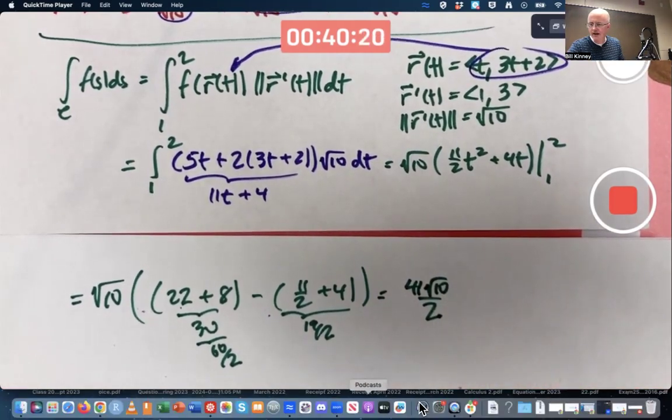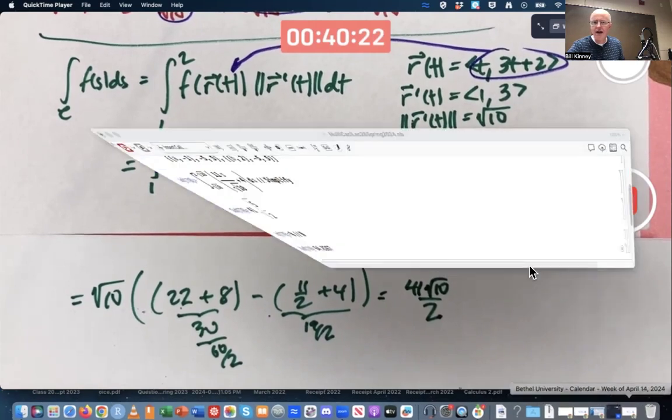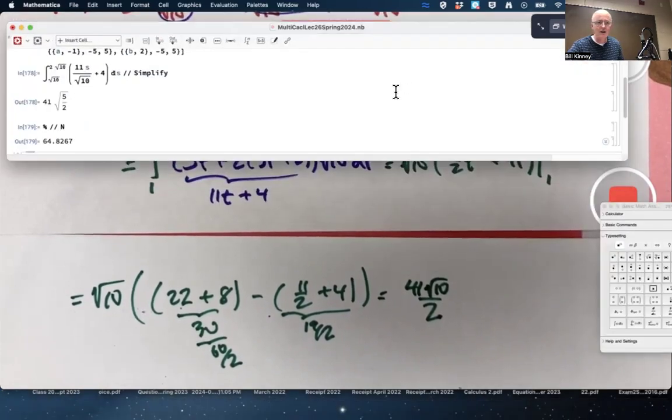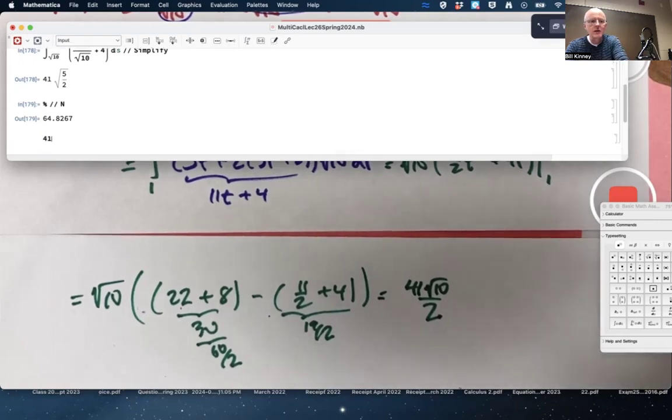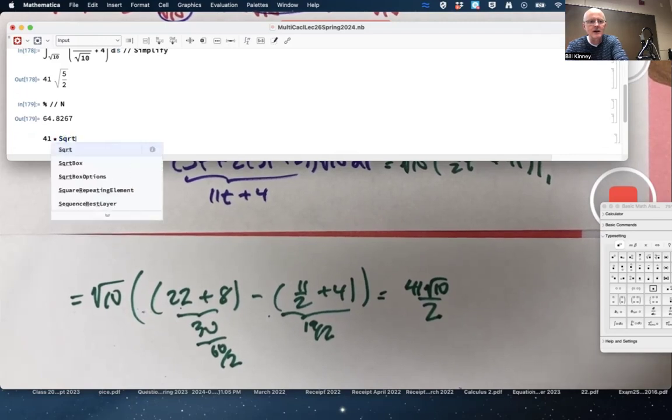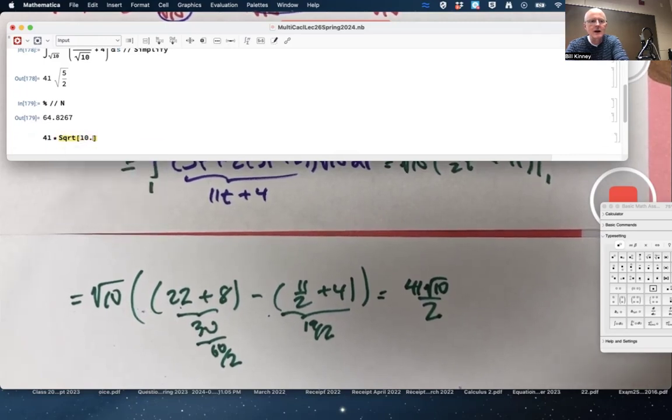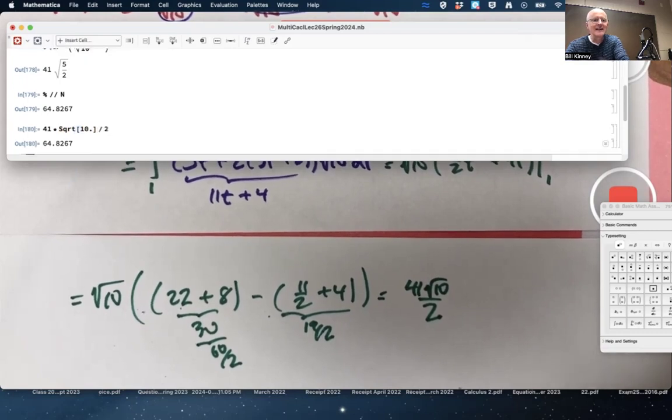Is that the same thing? It looks like it's a possibility. You know, these square roots can be written in different ways. 41 times square root of 10 over 2. Yes, so happy.